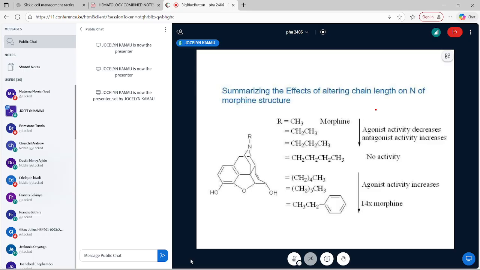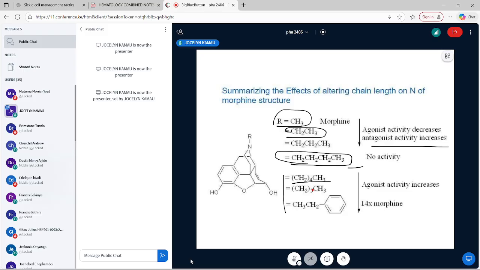Summarizing the effects of altering chain length on the nitrogen of morphine, this is just summarizing. If R is a methyl group, like in morphine, you have best agonist activity. We did mention the ethyl group is acceptable, but as you continue increasing that group, agonist activity decreases, antagonist activity increases, as we had said. When you change that group to four carbon atoms, like in a butyl group, there is no activity. Then here, it is actually the same, that you have CH2, 1, 2, 3, 4. This is even bigger. Those are 5 carbon atoms. Then agonist activity increases.